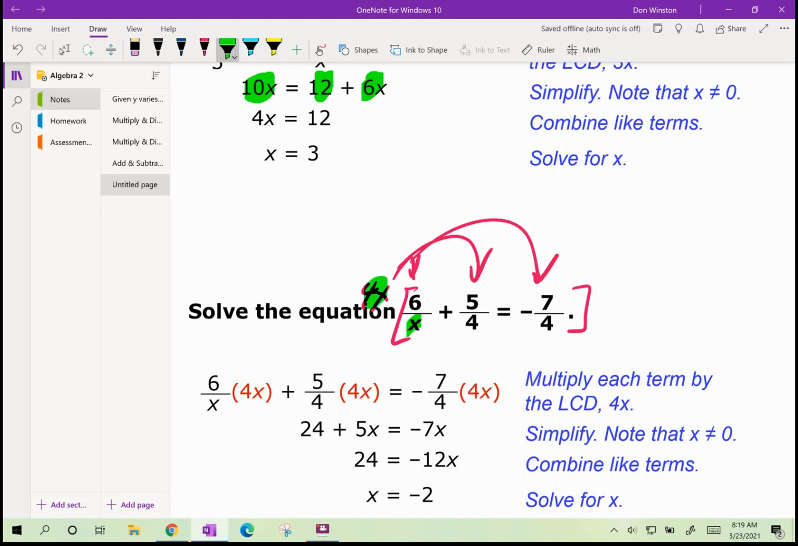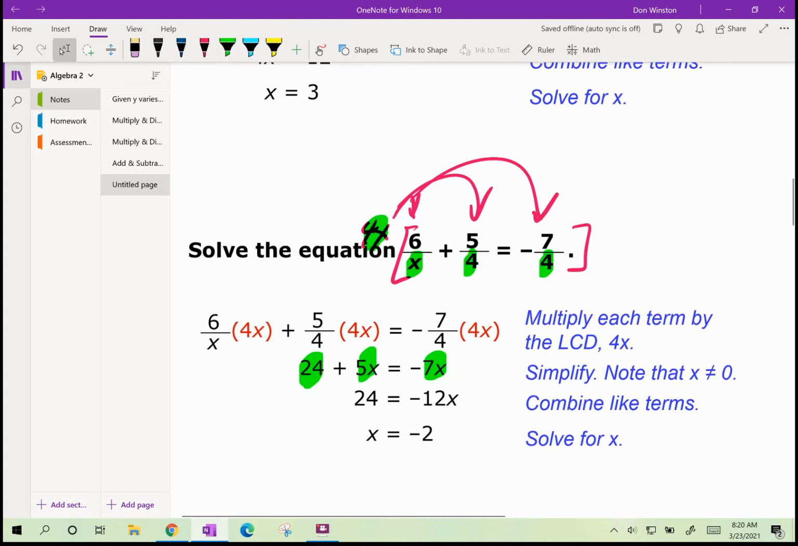So 4x divided by x is 4, and 4 times 6 is 24. 4x divided by 4 is x, and x times 5 is 5x. Then 4x divided by 4 is x, and x times 7 would be 7x, so I'll have a negative 7x there. And then I subtract 5x from both sides, I get x is equal to negative 2. Again, multiply by the LCD, get rid of the denominator.